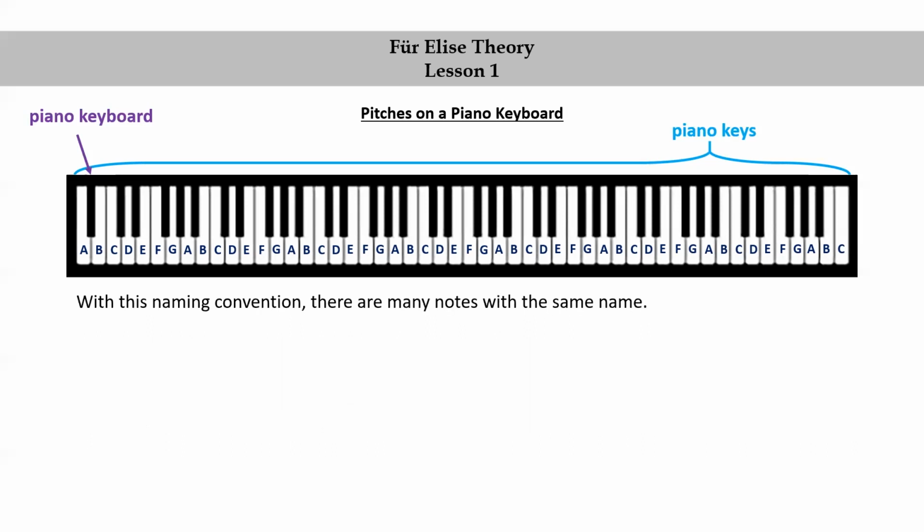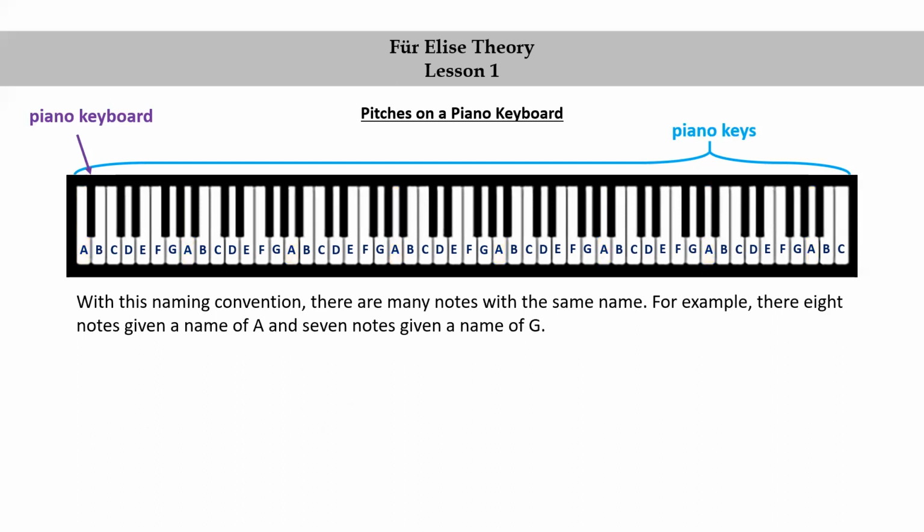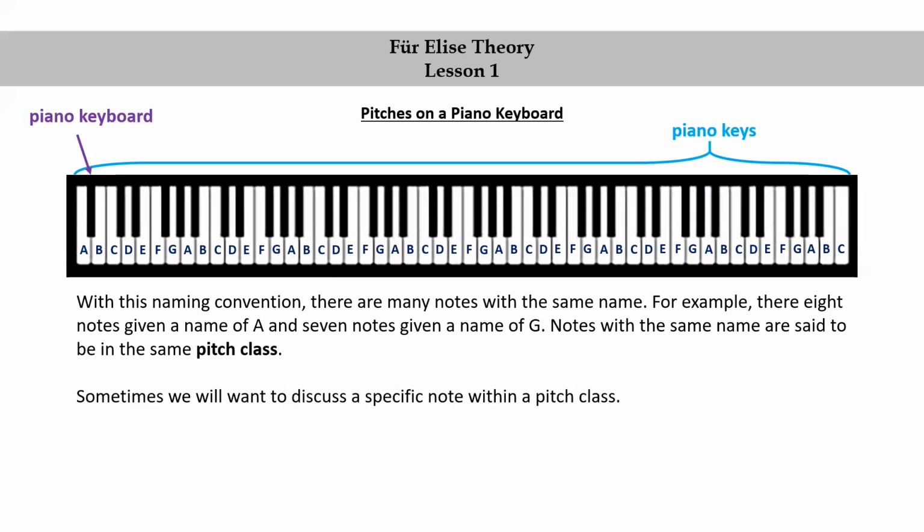Now, with this naming convention, notice that there are many notes with the same name. For example, there are 8 notes given a name of A, as we can see highlighted in yellow here. And we've already seen there are 7 notes given a name of G. Once again, I've highlighted those in yellow for you to see. Notes with the same name are said to be in the same pitch class.